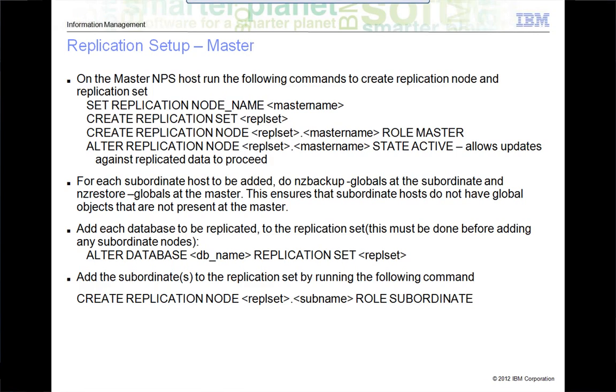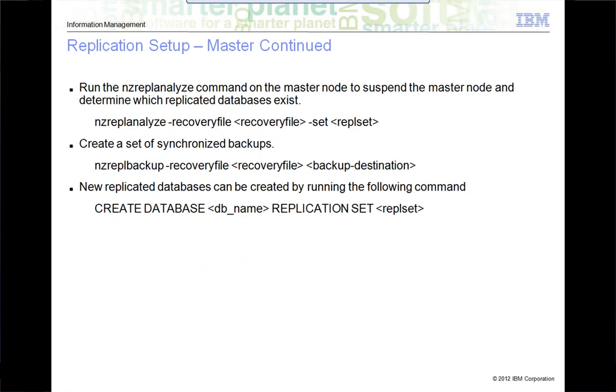And the next step is to create subordinate nodes. You do so by executing create replication node tuple set dot subordinate name role subordinate. You execute this command on the master. Okay. So on the master, you have information about subordinate nodes as well. So this is what you do on the master side to start with.